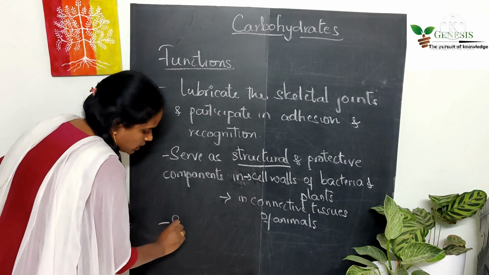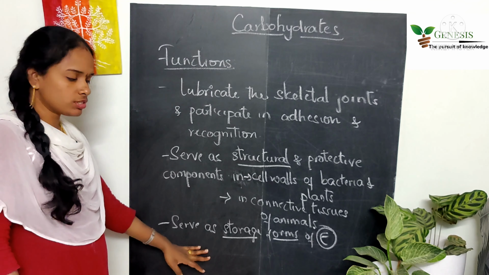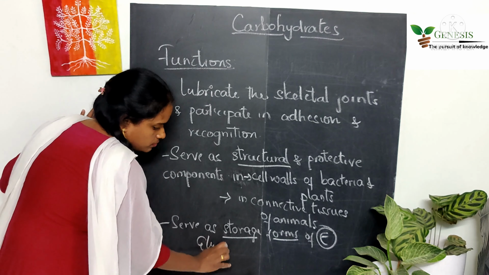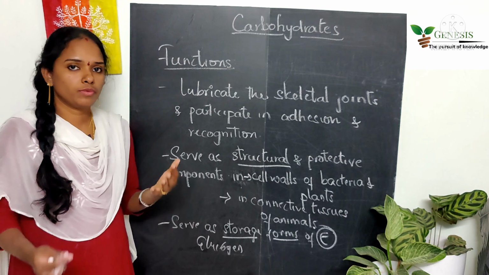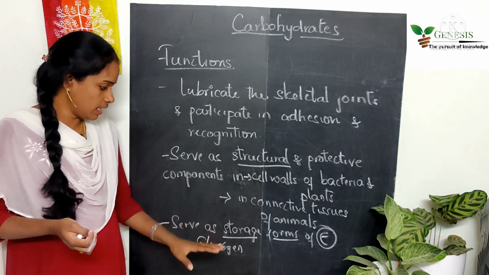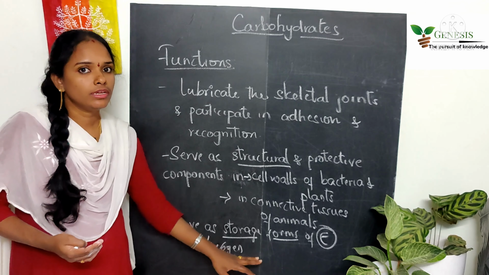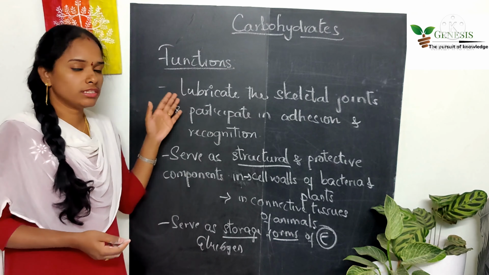And they also serve as the storage forms of energy, for example, glycogen, for the immediate energy requirements of the body. So when the body needs energy immediately, the glycogen, which is nothing but the storage form of energy in the body, will be used up to give the energy. So these are the different functional properties or roles of carbohydrates.